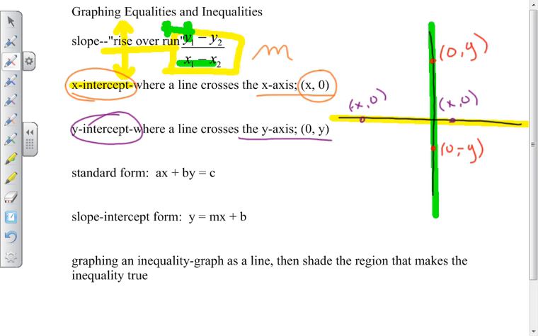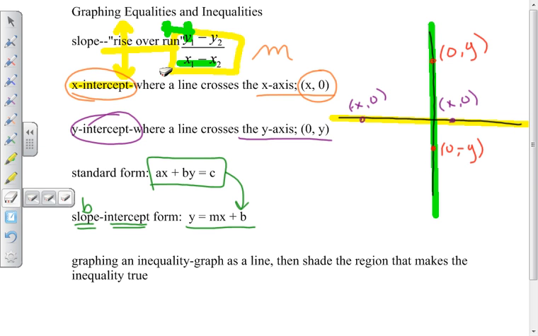Now, standard form is something that we need to be aware of. If we're given an equation in standard form, ax plus by equals c, with our algebra skills, we can quickly and easily put it into slope-intercept form, y equals mx plus b, by solving for y. Why do we like that? Because it quickly and easily gives us what we need to graph: the slope, whatever is the coefficient of the x, and the y-intercept, whatever is the constant.